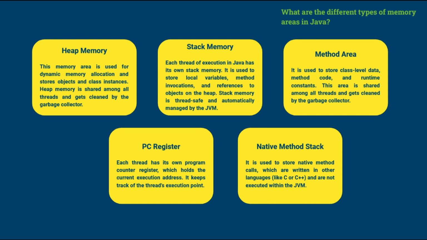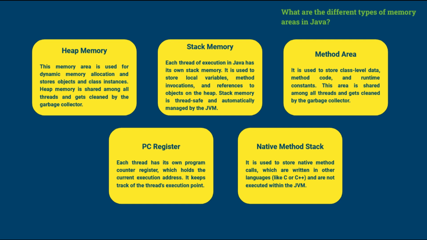Second, stack memory. Each thread of execution in Java has its own stack memory. It is used to store local variables, method invocations, and references to objects on the heap. Stack memory is thread-safe and automatically managed by the JVM.